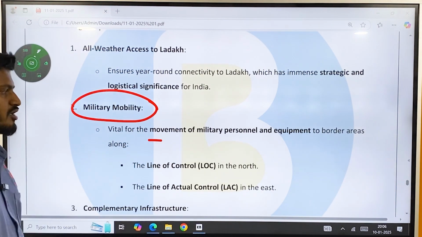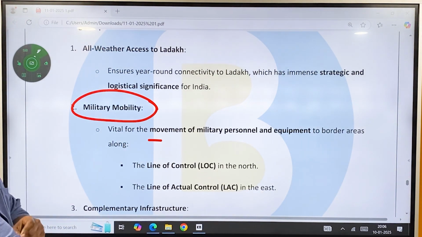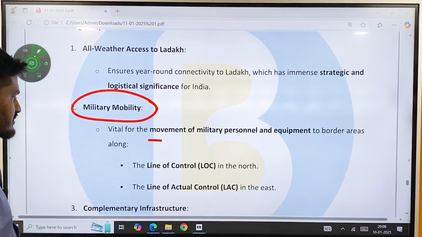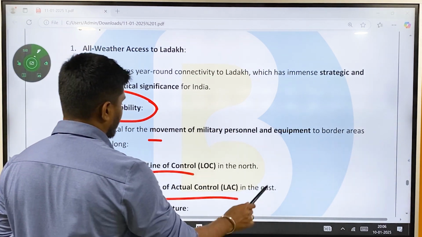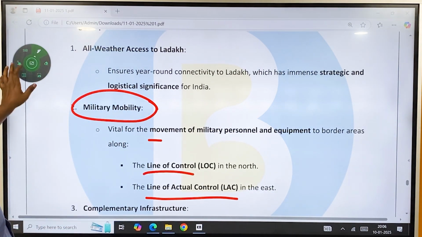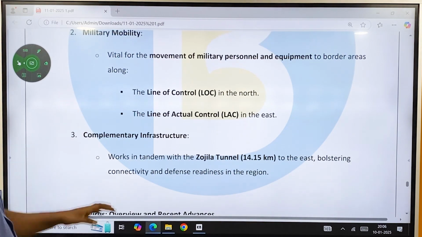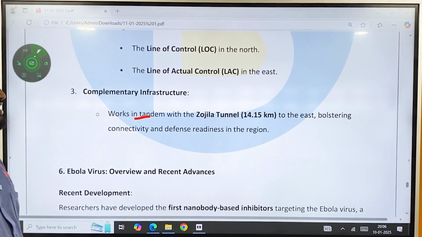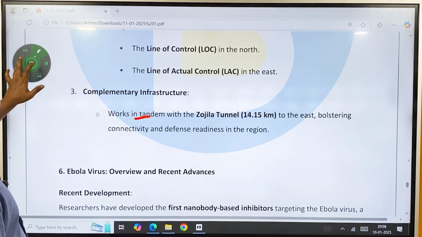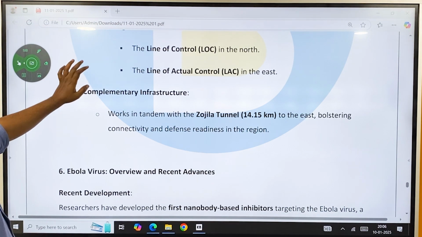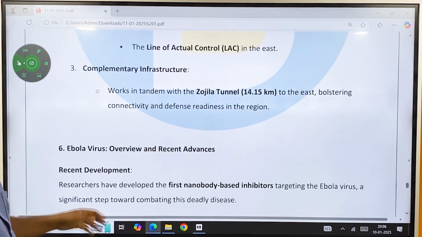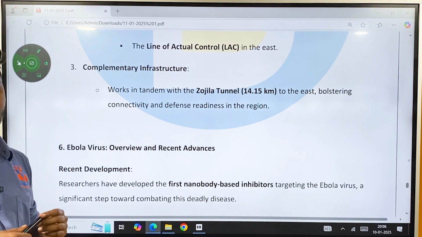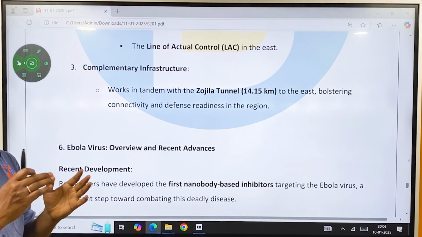It is vital for movement of military personnel and equipment to border areas along the line of control and along the line of actual control in the east. Then it is a complementary infrastructure, that is, it works in tandem with Zojila tunnel to the east, bolstering connectivity and defense deadlines in the region. So that is why this Z-More tunnel becomes very important. You should remember where the location of it is, and what parts of Jammu and Kashmir it connects.